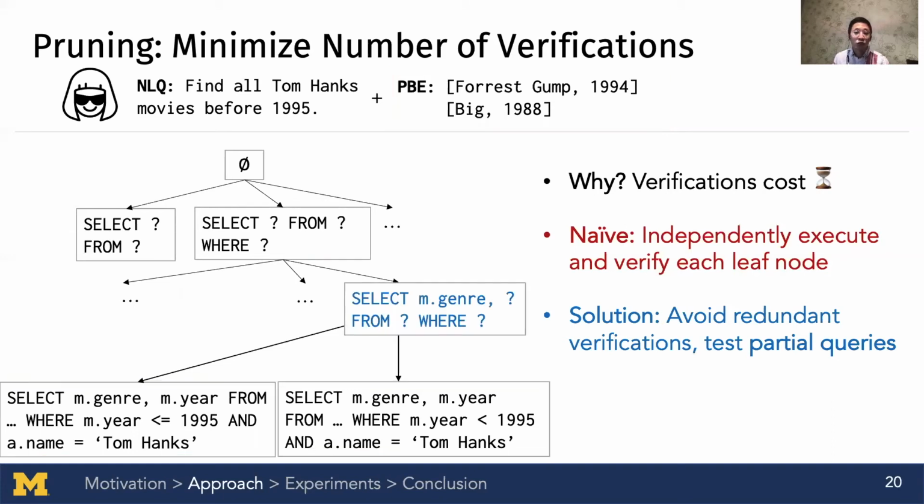So these two leaf node queries actually have a common ancestor. And in that common ancestor partial query, the first column produces the genre result, the genre column. And in the genre column, there is no value for Gump or Big. They are not examples of movie genres. As a result, we can eliminate that partial query as well as any of its descendants, saving ourselves a ton of time by avoiding executing any of the leaf nodes produced as a descendant of that partial query.